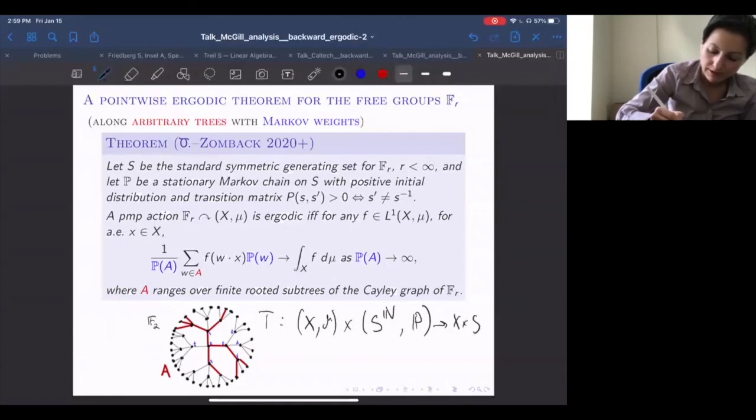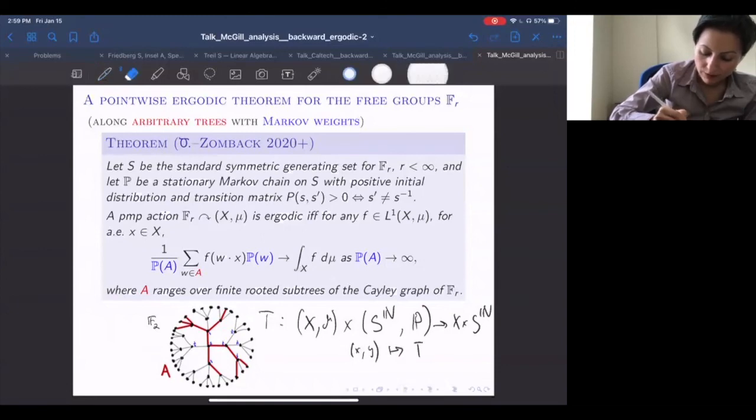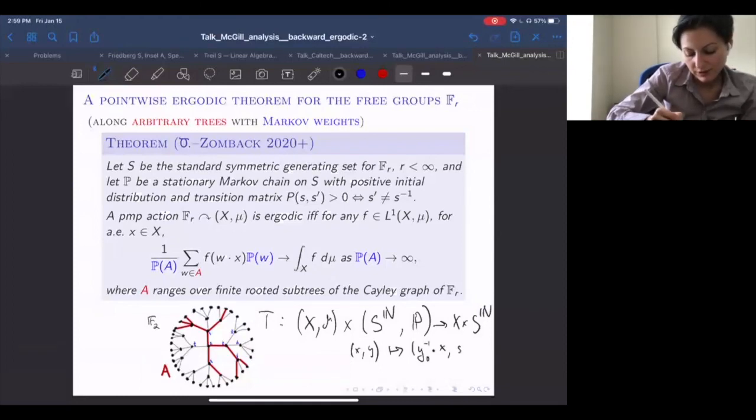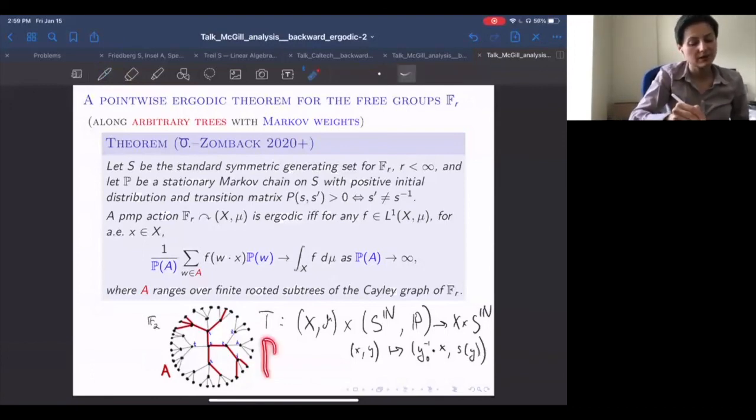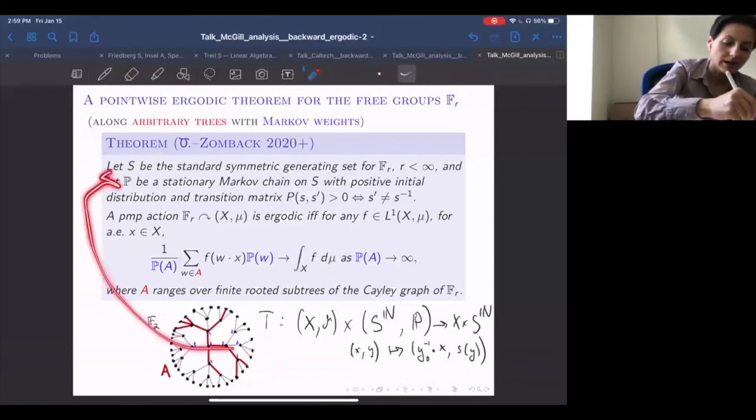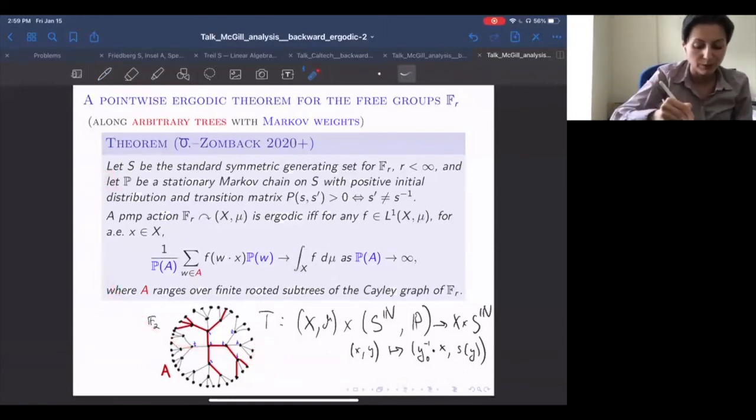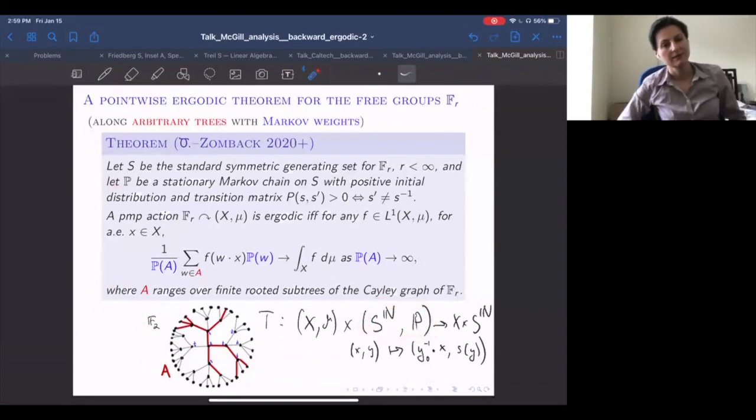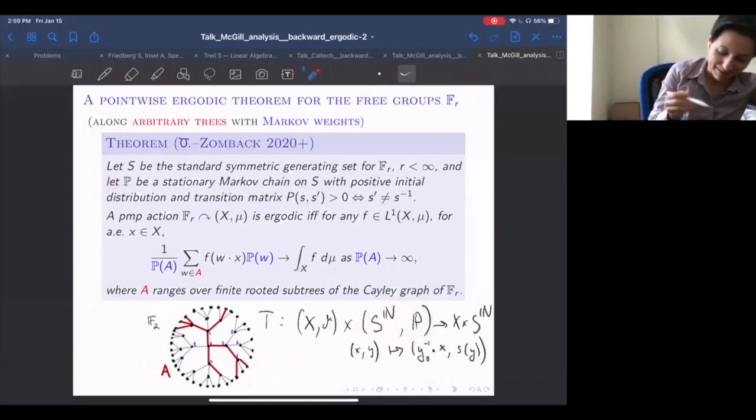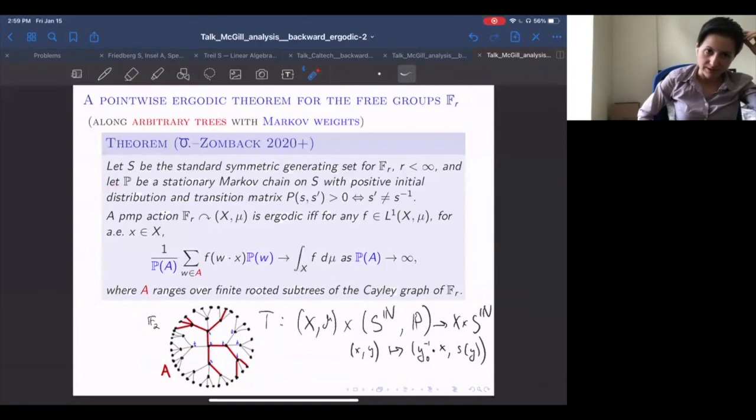So X cross S to the N. The map takes (x, y) to: you apply the first element of y inverse to x as the group action, and here you take the shift map, so the shift of y. And somehow the backwards ergodic theorem for this transformation provides, after some averaging and using mixing, the result. So we use that this thing is mixing. But we haven't thought about any mixing results, or as you said, the spectral gap results.